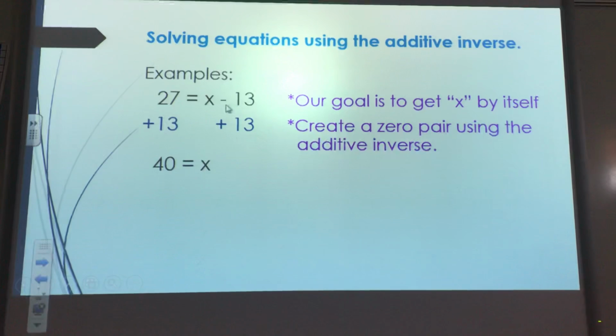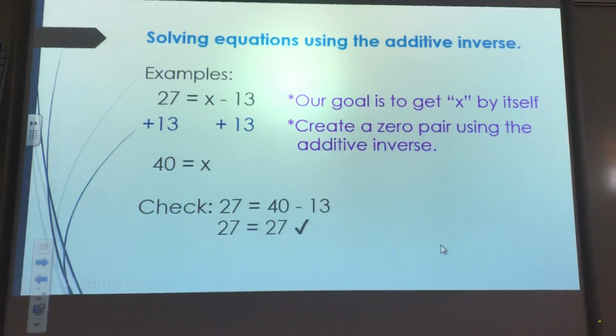A -13, and then when we add 13, we create a 0, leaving us with just x on this side of the equation. So x equals 40. Last step is to check our work. Plug 40 into x for the original problem, and we will find that when you take 40 minus 13, you do get 27, so that checks.